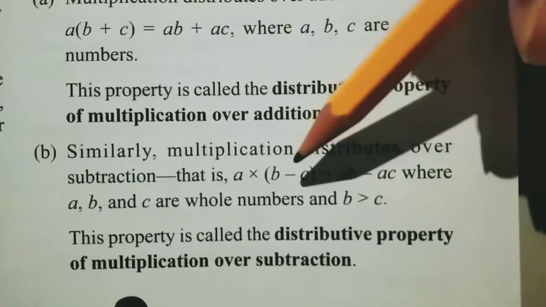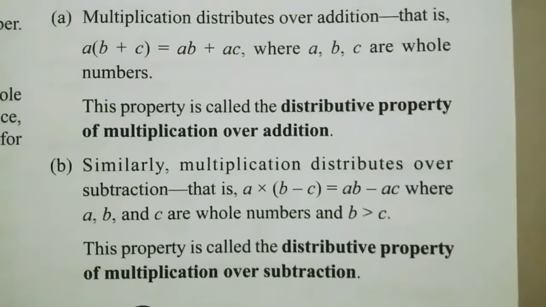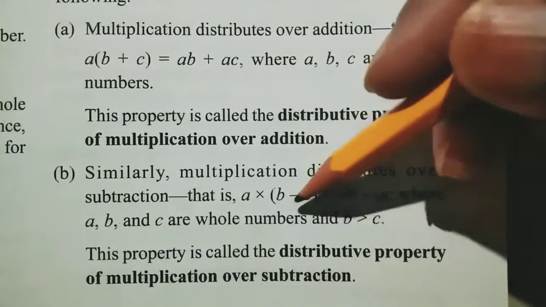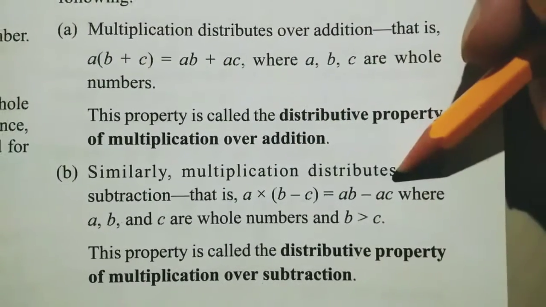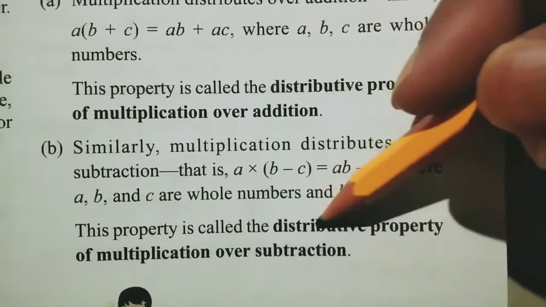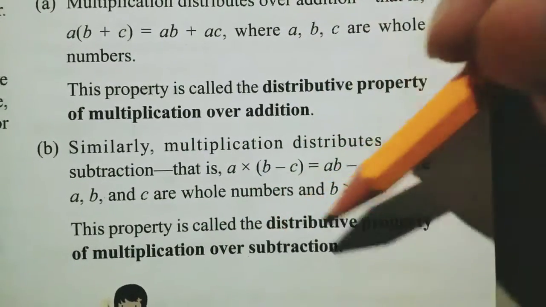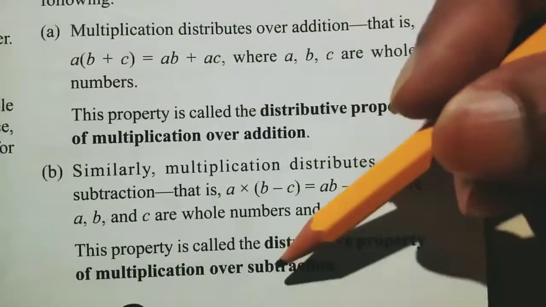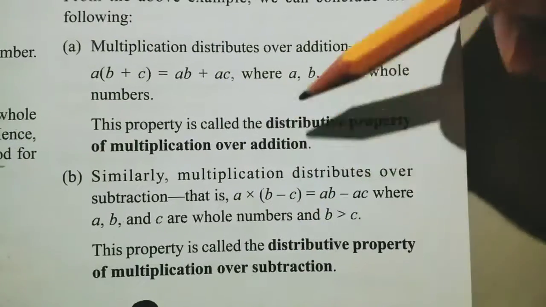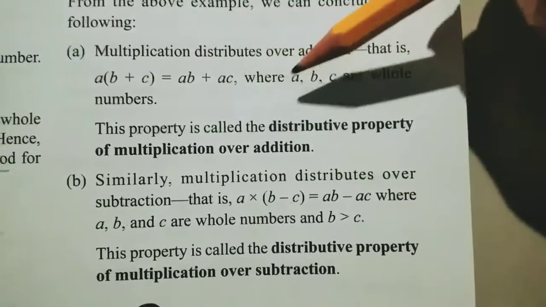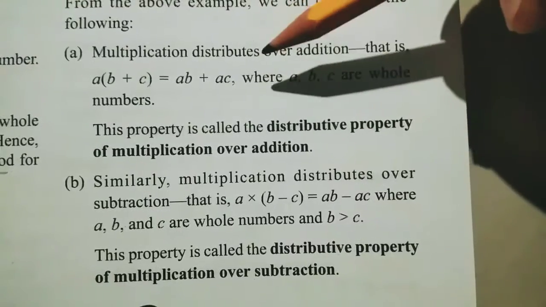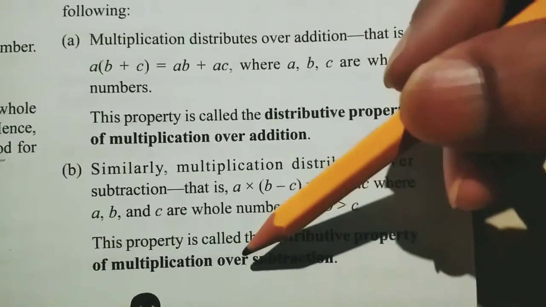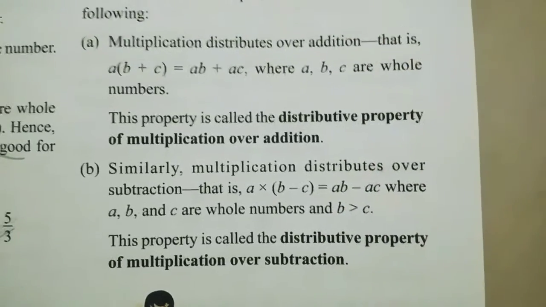Now if it is subtraction, how does it look? So a into b minus c. So a into b and minus sign a into c. This property is called distributive property of multiplication over subtraction, because here the minus sign is there, subtraction is there. The only difference is here addition, here subtraction. Understanding or not? So this is the way of writing the distributive property of multiplication over addition and distributive property of multiplication over subtraction. Understood?